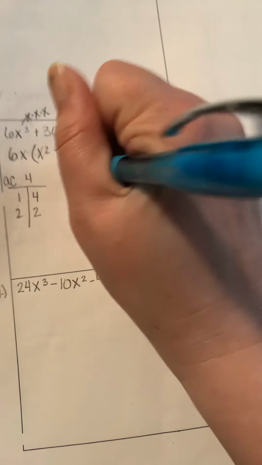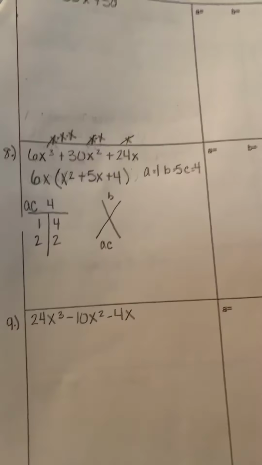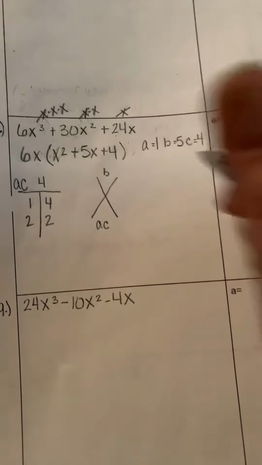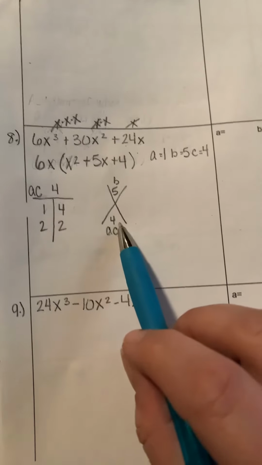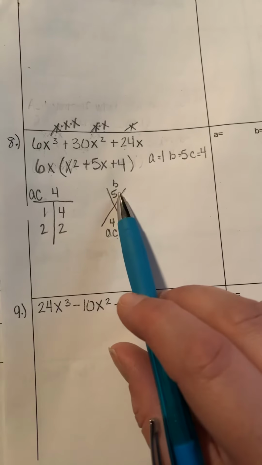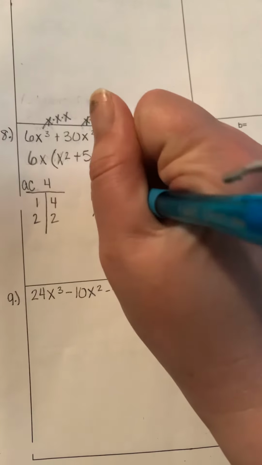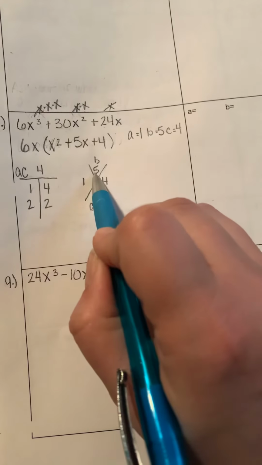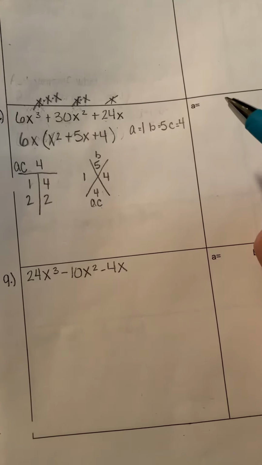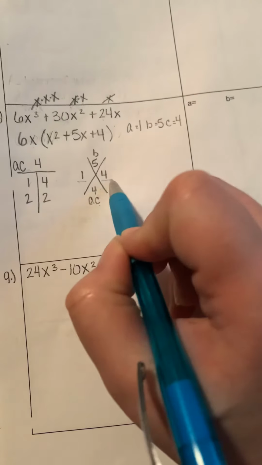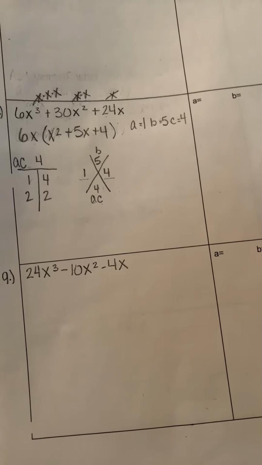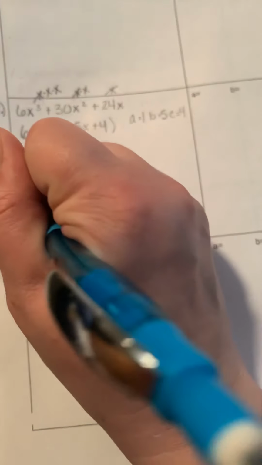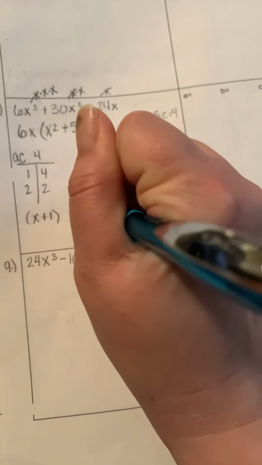Our B goes at the top, A and C. So our B is 5. A times C is 4. So what is going to multiply to give us 4, but add to give us 5? So if we use 1 and 4, 1 plus 4 is 5, 1 times 4 is 4. Then remember, you divide your factors by your A, but if A is just 1, you don't need to show that. So then our two factors then are x plus 1, x plus 4.